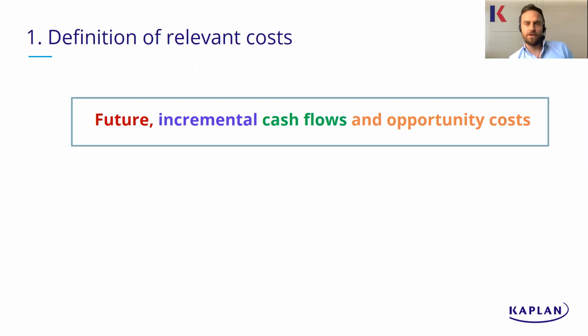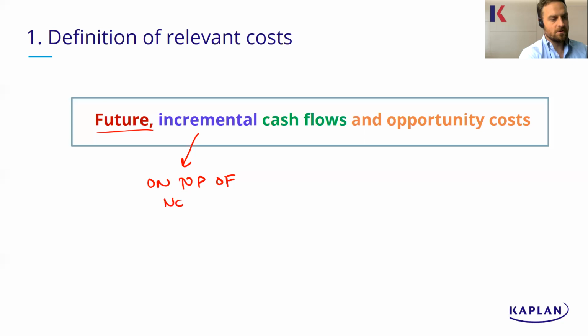A relevant cost, firstly, has to be future, incremental, and a cash flow. So they're the first three things we need to consider. So when we say in the future, anything in the past can just be ignored. Incremental means on top of what was happening previously, so on top of normal. By making this decision, how much extra is it going to cost us? That's what that incremental bit means.